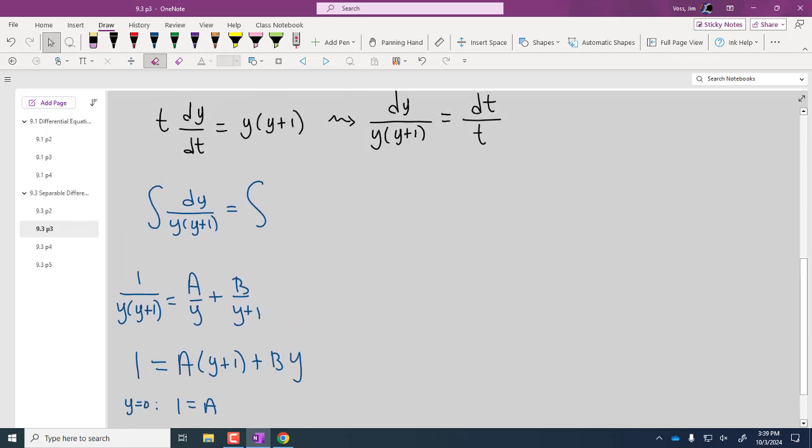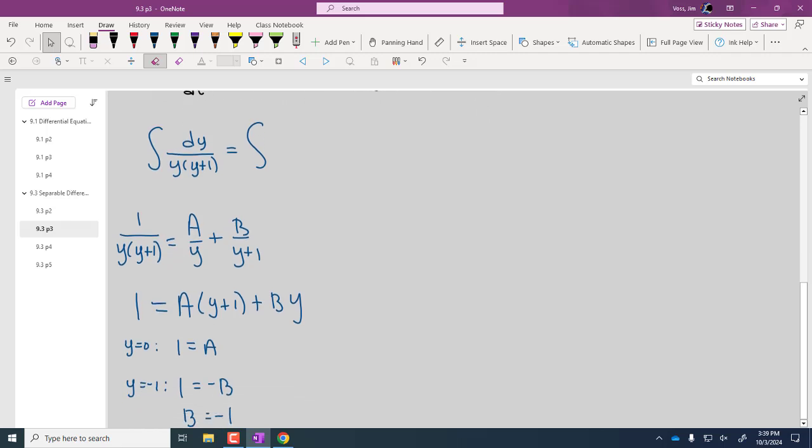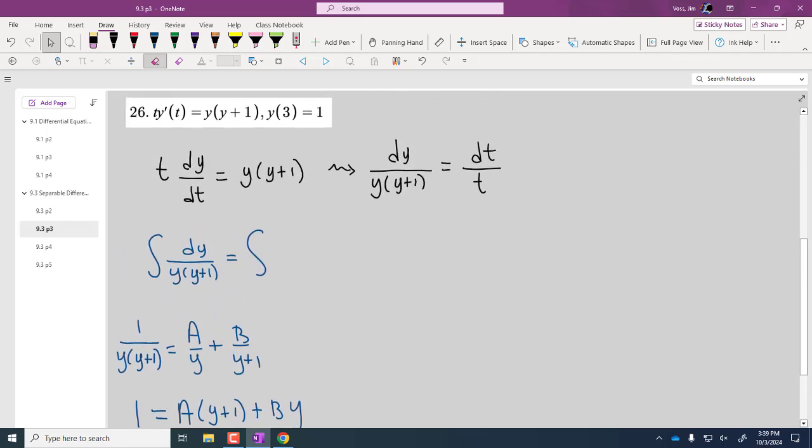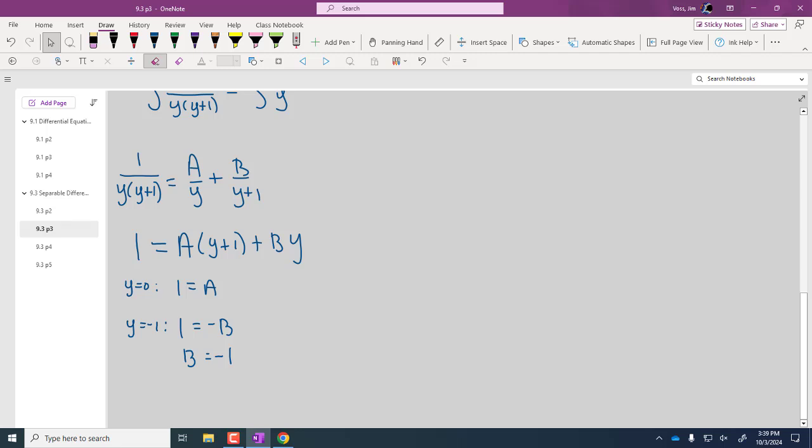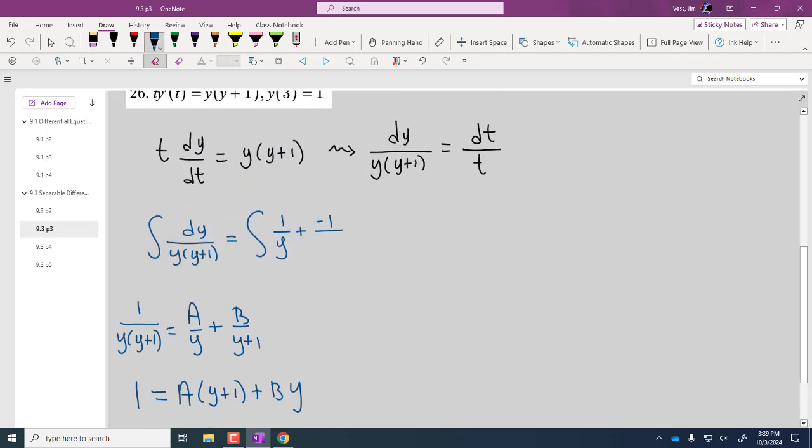this integral here can then be rewritten as dy. Let's move that dy. So we're going to have 1 over y and -1 over y plus 1. Lots of ln. So both of those integrate to logs.